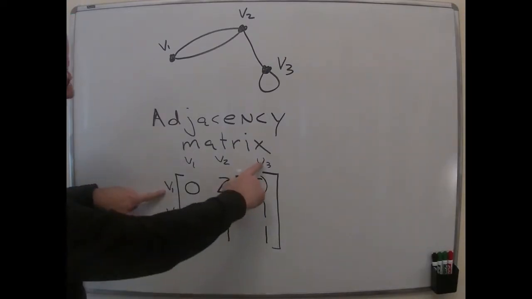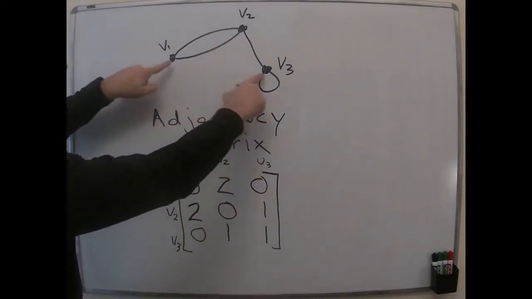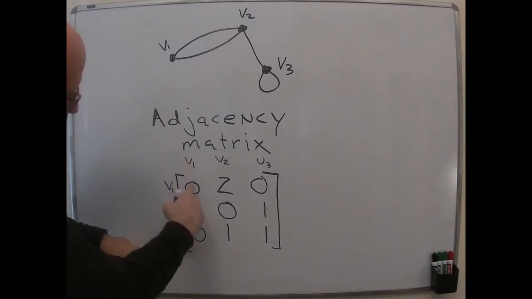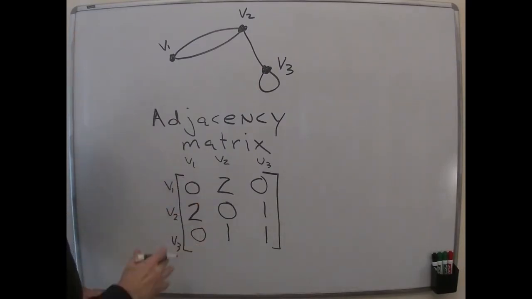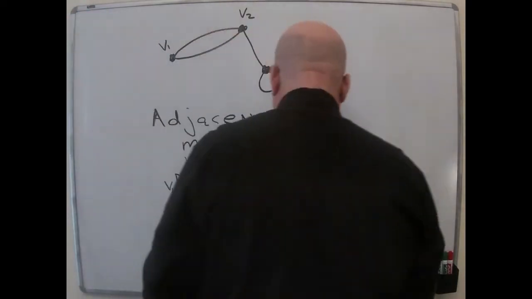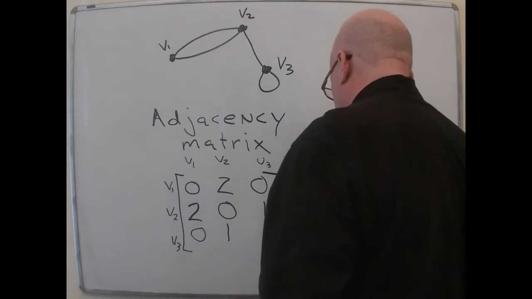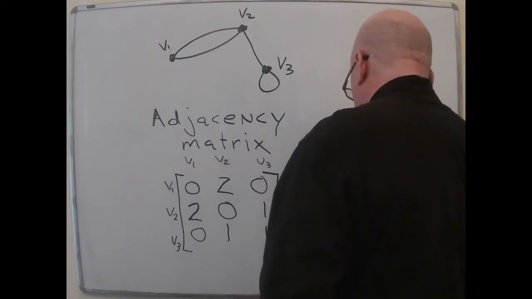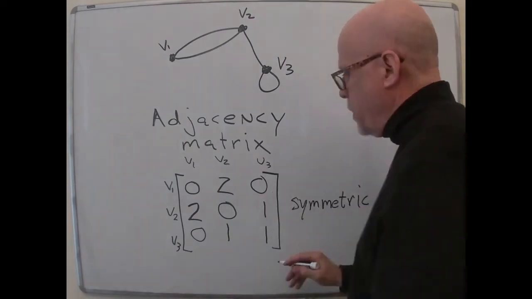Right, from V1 to V3, did we see an edge? Nah, there's no connection there. And similarly, V3 to V1. This kind of matrix is known as a symmetric matrix. And it's symmetric across its diagonal.